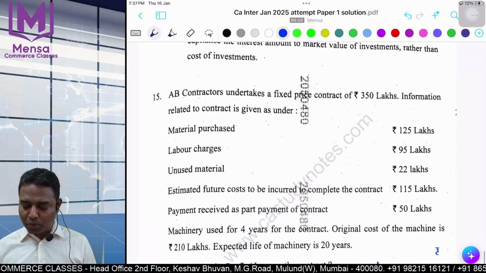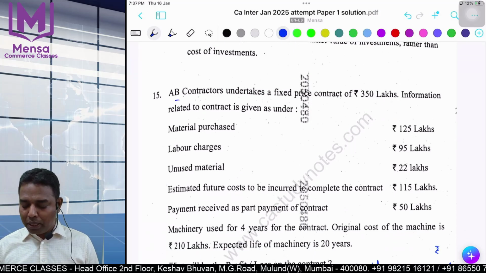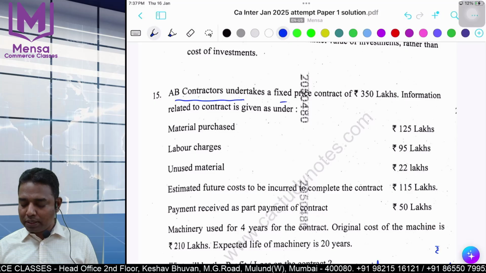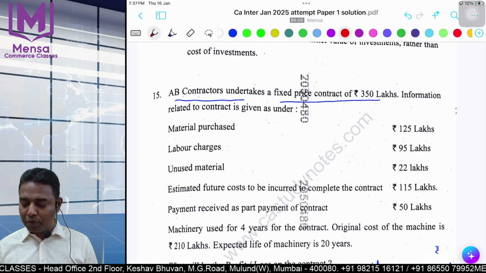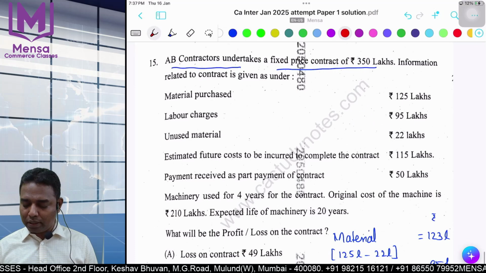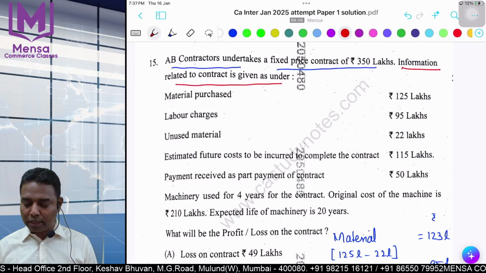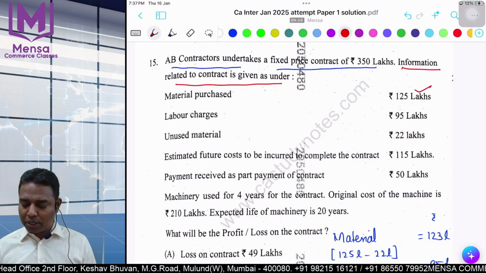Let's move on to the next one. What does it ask for? AB contractor undertakes a fixed price contract of 350 lakhs. And what are they saying? The information related to the contract is given below. Material purchase 125, labor 95, unused material.